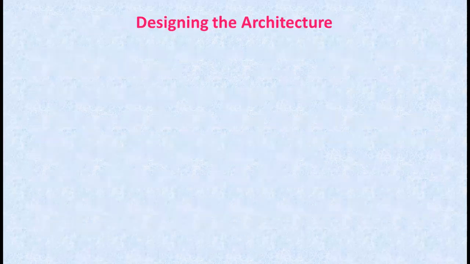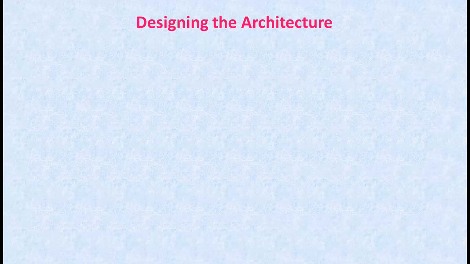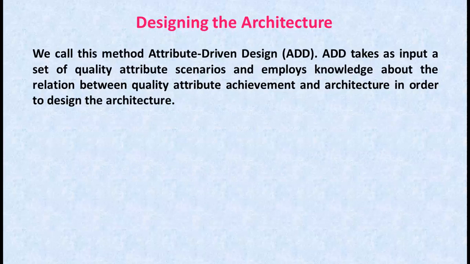Coming to designing the architecture. In this video, we describe a method for designing an architecture to satisfy both quality requirements and functional requirements. We call this method attribute driven design, ADD. ADD takes as input a set of quality attribute scenarios and employs knowledge about the relationship between quality attribute achievement and architecture in order to design the architecture.